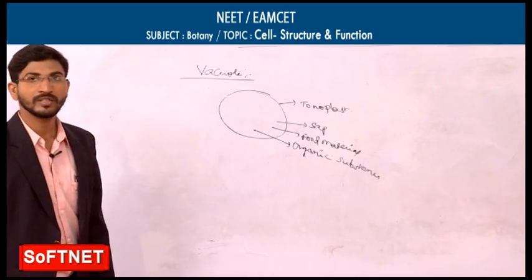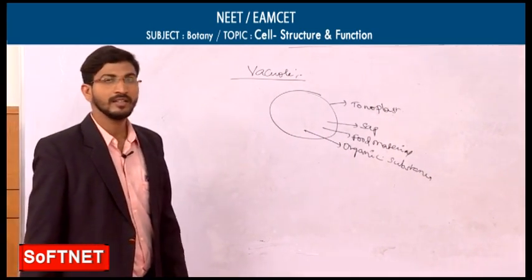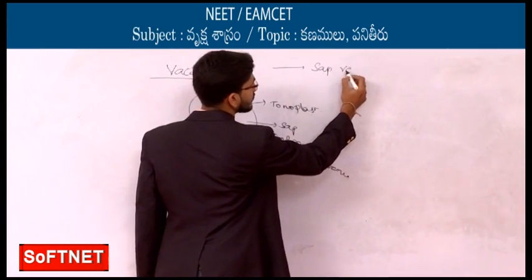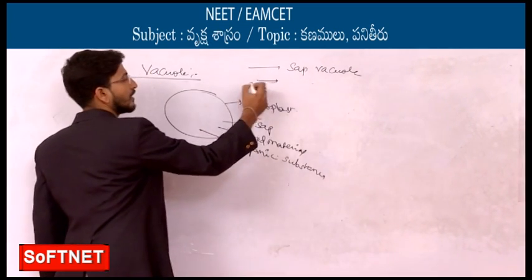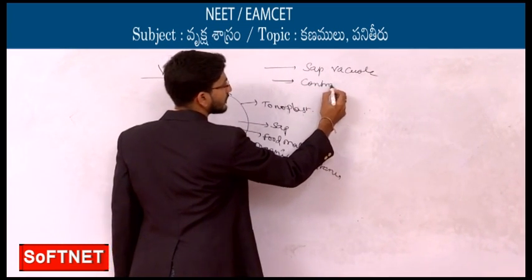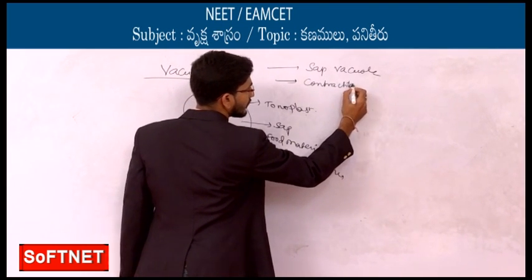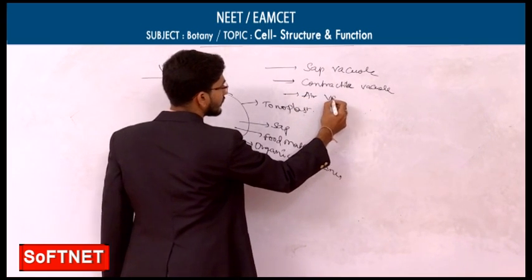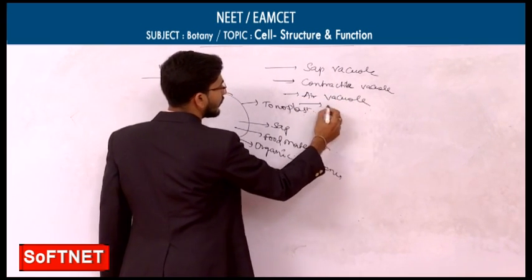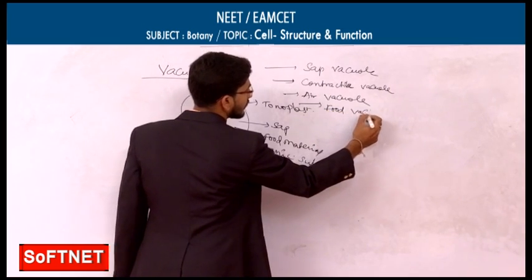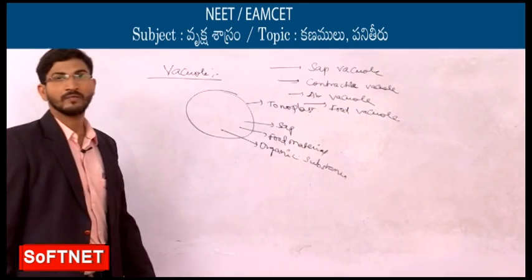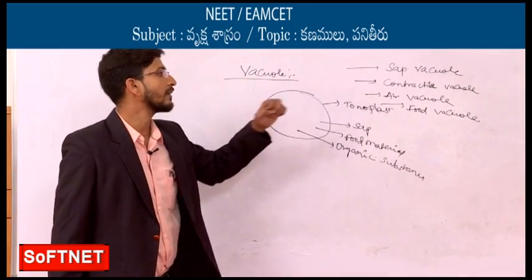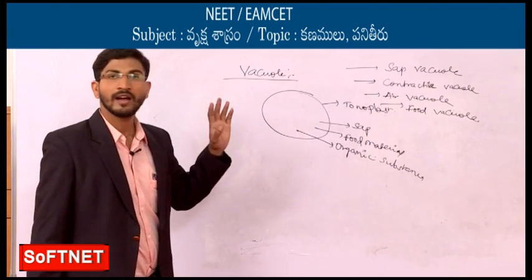Based on the function and storage capacity, these vacuoles are generally 4 types. What are those? Sap vacuole, contractile vacuole, air vacuole and food vacuole.